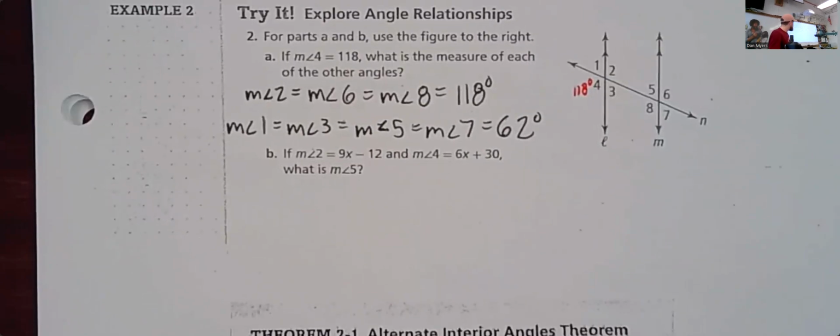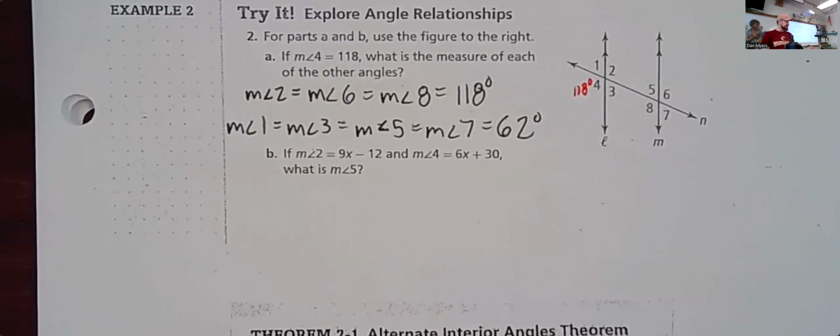If the measure of angle 2 equals 9x minus 12, and the measure of angle 4 equals 6x plus 30, what's the measure of angle 5? Ooh. What do you think we have to do first on this one? There's a variable. What do you think we should do with that variable? Figure out what it is.